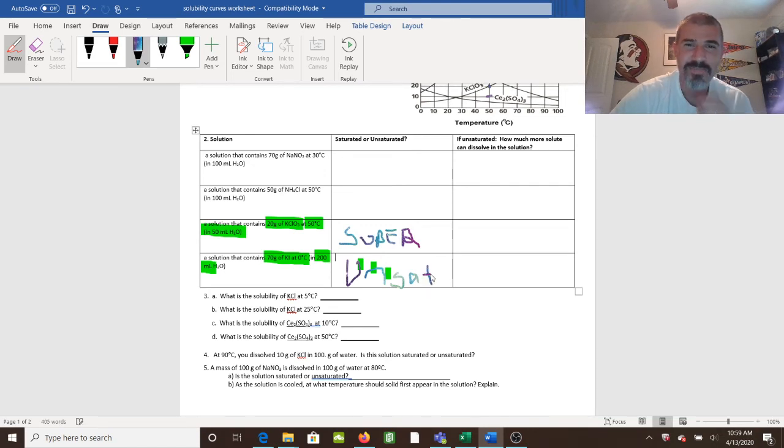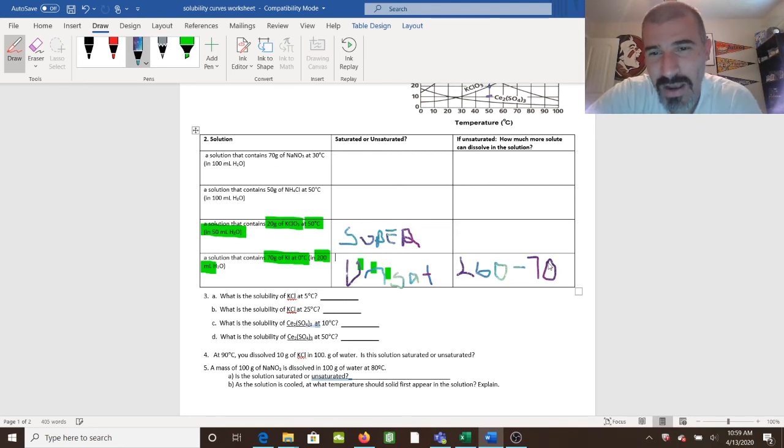All right. Well, how unsaturated? That's the question. So we said double it. So 130 times 2 would be 260. So 260, yikes, is our capacity. We have 70 in there. So 260 minus 70. That tells you how much more you could add.